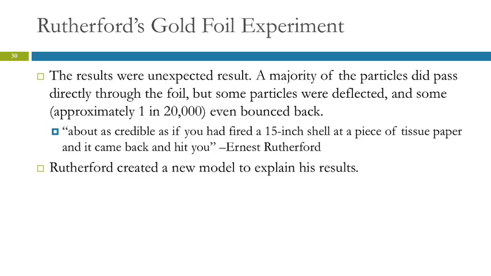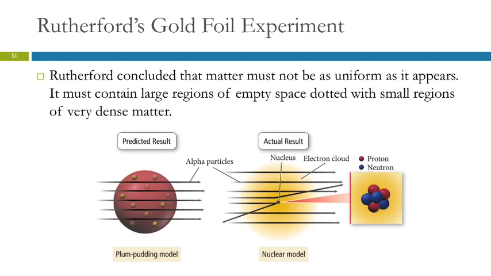Most of the particles went through. That's what they expected to happen. But some particles were deflected and even bounced back, about 1 in 20,000. But Rutherford's comment on this was, it was about as credible as if you had fired a 15-inch shell at a piece of tissue paper and it came back and hit you. It was that shocking. So they had to modify or create a new model to explain this. And this is where we came up with the nuclear model.